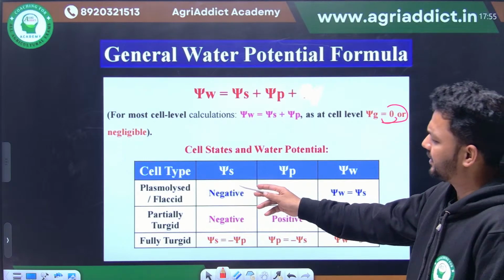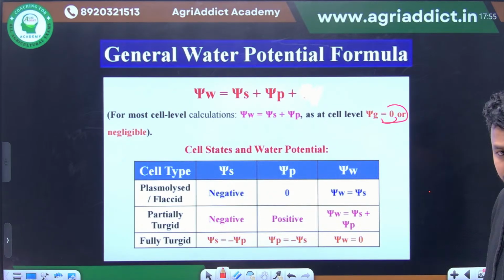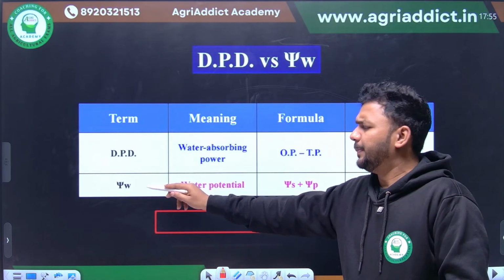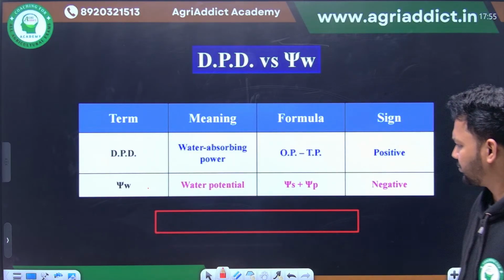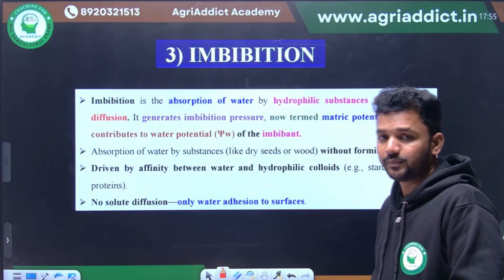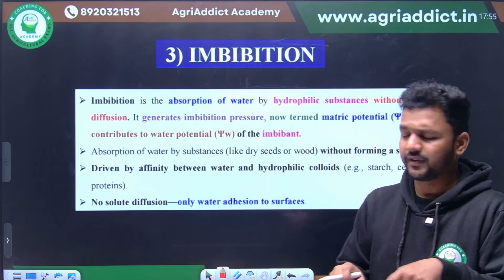In plasmolysed cells, you can correlate this. I have already explained the difference between DPD and water potential, so you can easily understand this. And now, what is imbibition? Nothing but absorption of water on the surface.